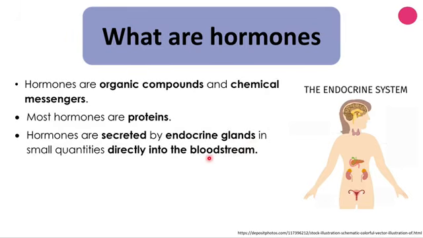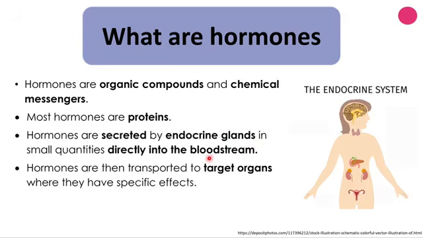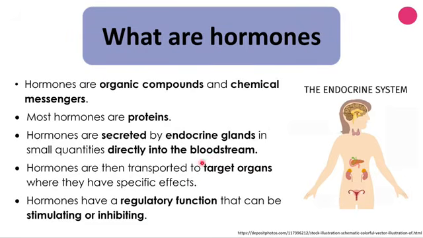It has to go into your bloodstream to reach a target organ, and the function that they have on the target organ could be stimulating, or it could be inhibiting. That might be a new word for you. Inhibiting means it stops or it limits the amount of hormone. It basically just stops or reduces the amount of secretions.